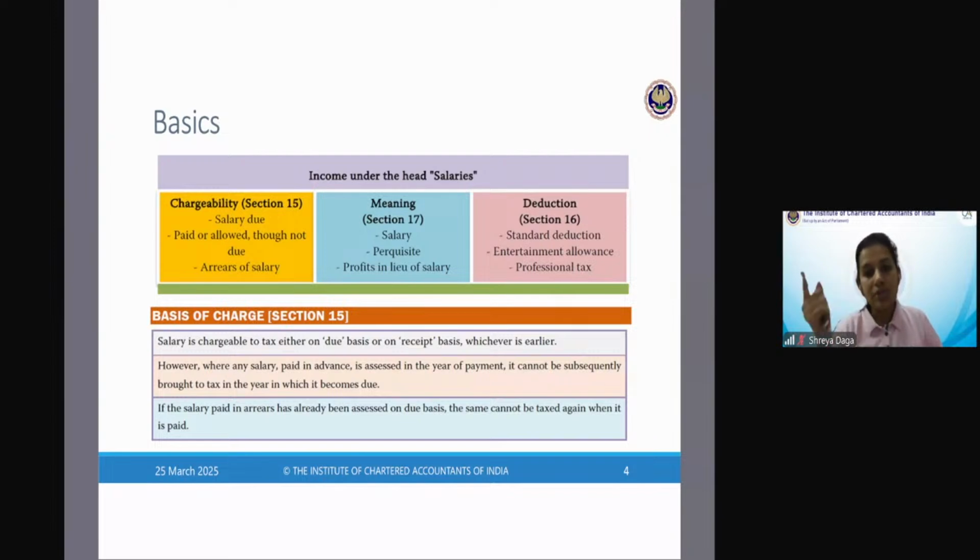So always remember that when you are solving the sum on salaries, everything else you will be given in the sum, you have to pick, evaluate, and then apply. But this standard deduction is something they will not give you in the sum. You need to still apply your mind that, okay, there is something I need to do. So just be very careful about this.